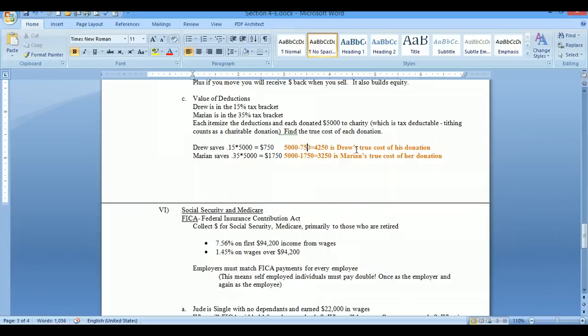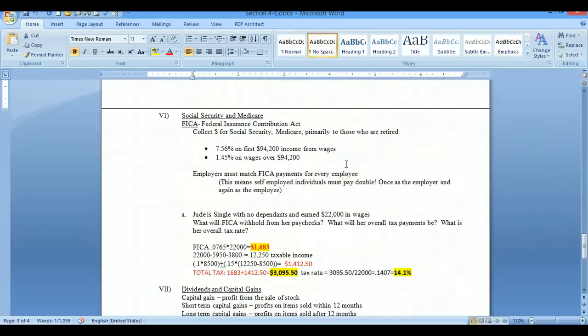Marion is in the 35% tax bracket, so she saves $5,000 times her 35%. She ends up saving $1,750 that she doesn't have to pay in her taxes. So for her donation, I subtract the $1,750. She really is donating $3,250. That's the true cost of what is coming out of her paycheck because she would have had to pay the $1,750 to taxes anyway. So her true cost of donation is $3,250. Let's go to number 6.